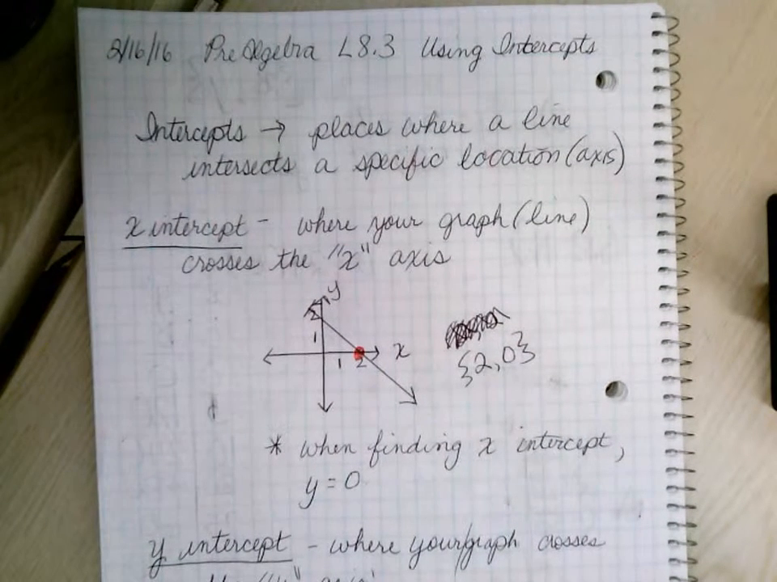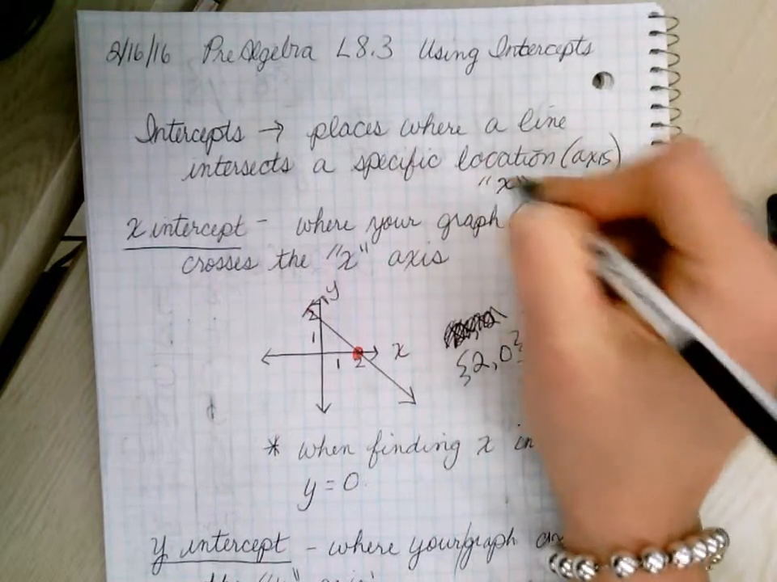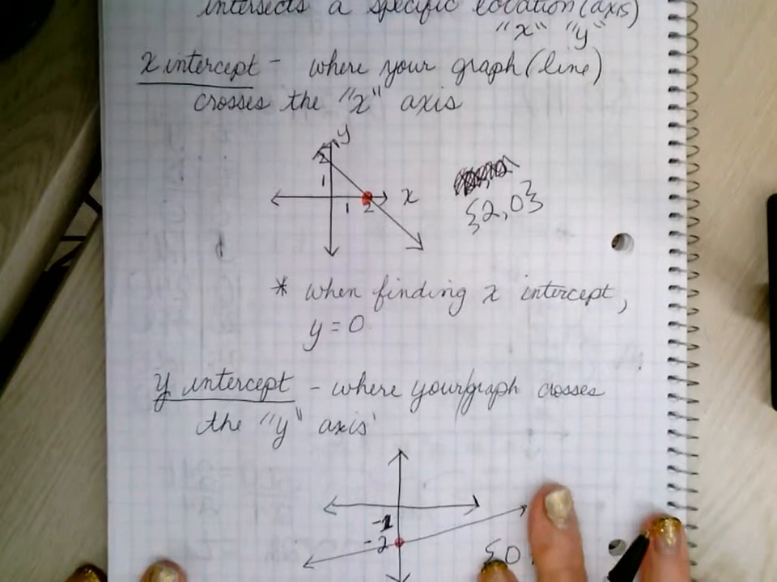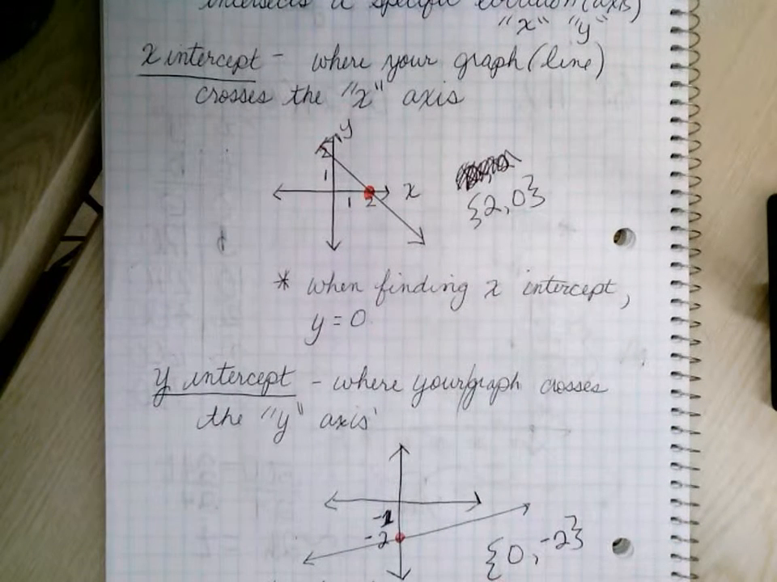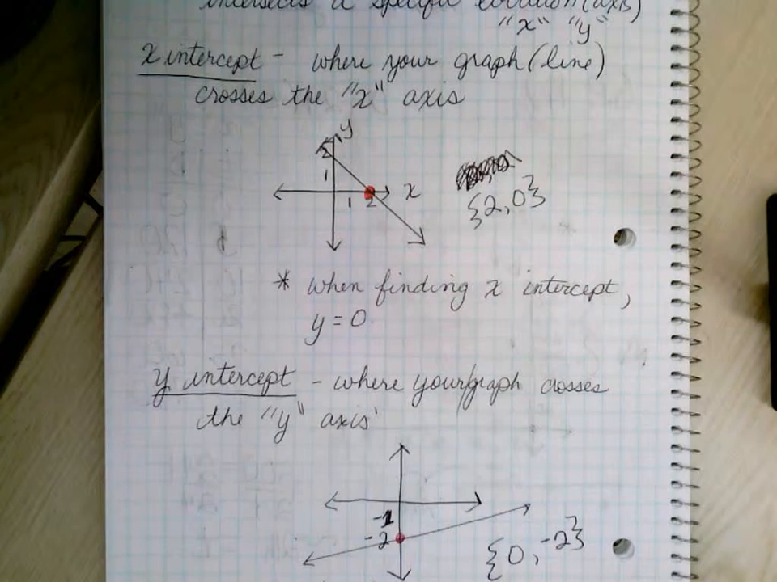Using intercepts, these techniques that you're going to go through are going to help you understand and describe what you're graphing more clearly. And as we talked about intercepts, where a line intersects a specific location, and that's an axis. Now, we've got two intercepts that we're going to talk about, the x or possibly the y. And we went through and defined them here. The x-intercept is where you cross the x-axis, which you can see from here is at this location.